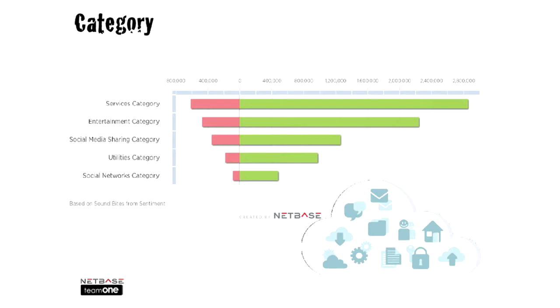So the top 5 categories that we looked at, services, entertainment, social media, utilities, and social networks, all have more positive buzz than they do negative. And we can tell that services and entertainment are talked about the most.